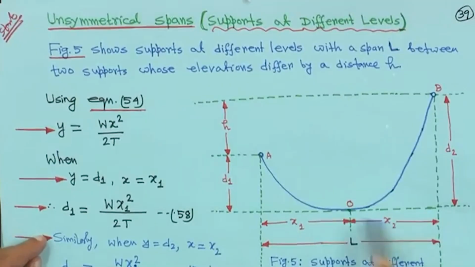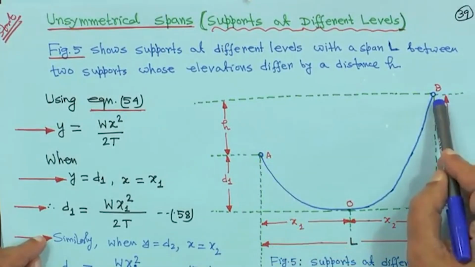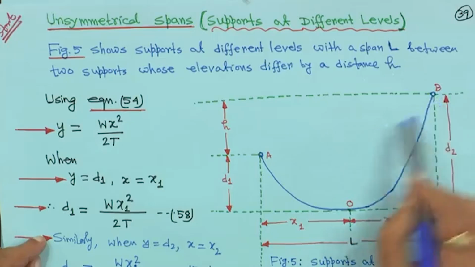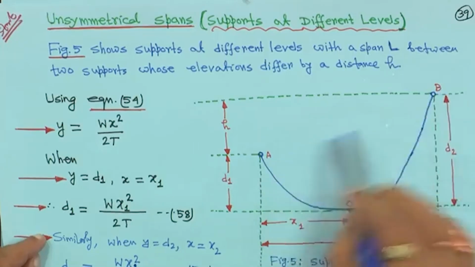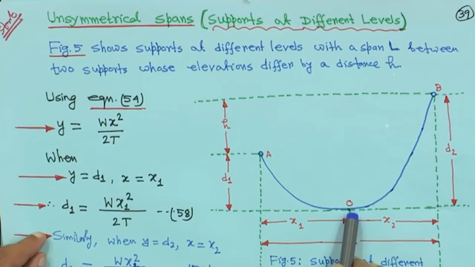Okay, so next we will come to unsymmetrical spans, that is, supports at different levels. Suppose you have one support here at A, and another here at B. They are not at the same level; A and B are at two different levels. And this is the lowest point, O.